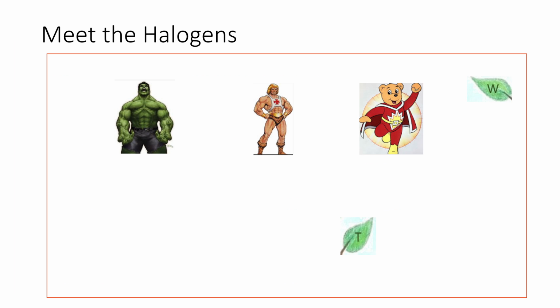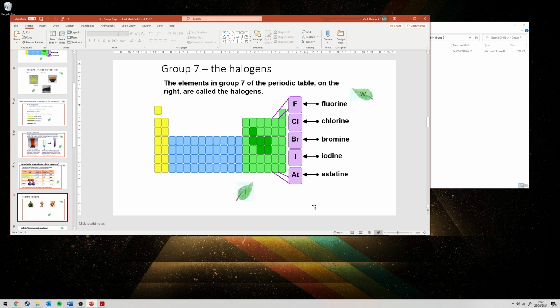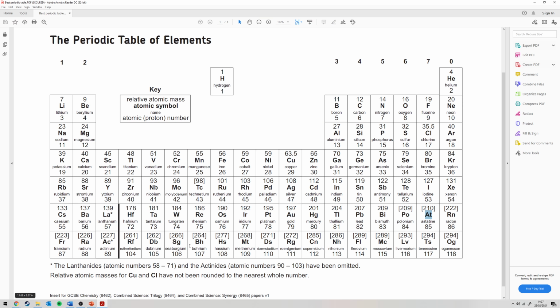Now, the last thing we need to know is displacement reactions. I'm going to go over here to my periodic table. Fluorine is the most reactive halogen. Chlorine is less reactive, bromine is less reactive, iodine is less reactive. So the one at the top of Group 7, fluorine, is the most reactive, and astatine is the least reactive.